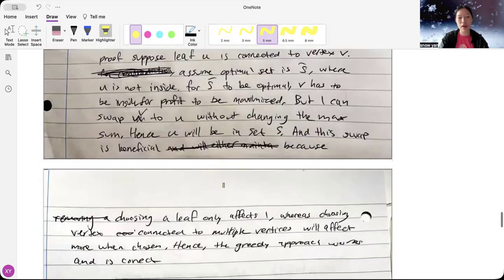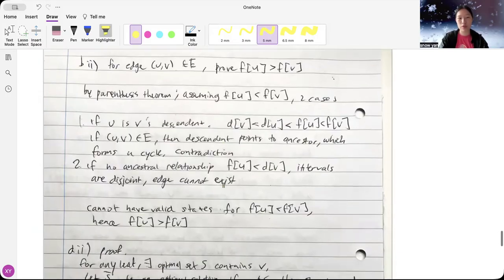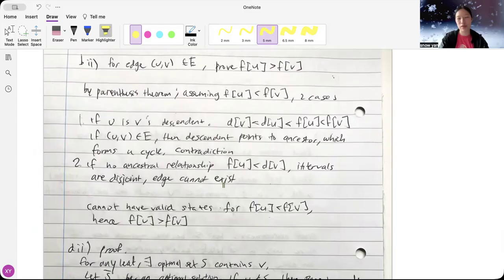A more formal way of proving this would be breaking it down into a proof by contradiction. For an edge (U, V) in E, I want to prove that f[U] is greater than f[V], right? By the parenthesis theorem, I assume the contrary, that f[U] is smaller than f[V]. In this scenario, I would have two cases, right? Either U is V's descendant, then it would have followed this.